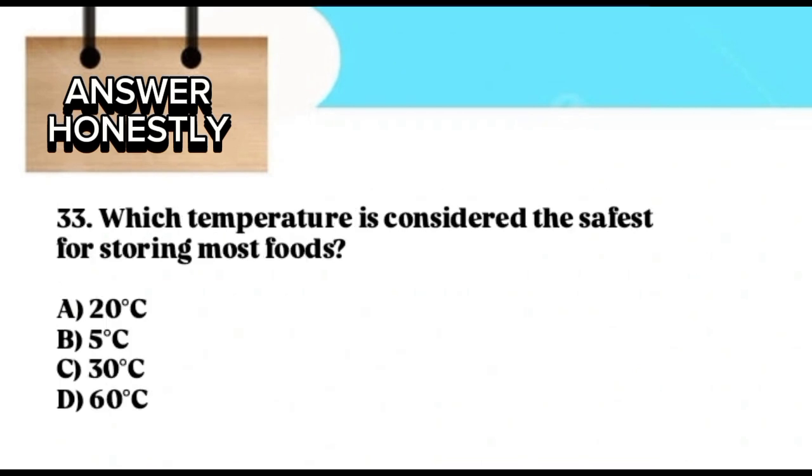Which temperature is considered the safest for storing most foods? A. 20 degrees Celsius. B. 5 degrees Celsius. C. 30 degrees Celsius. Or D. 60 degrees Celsius.